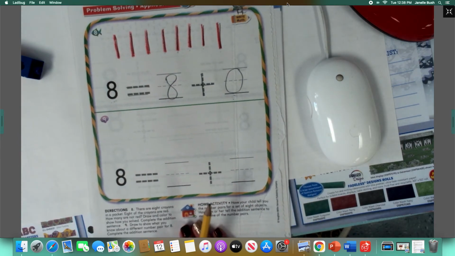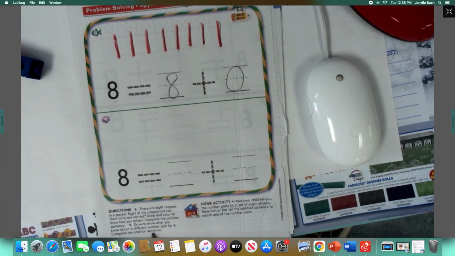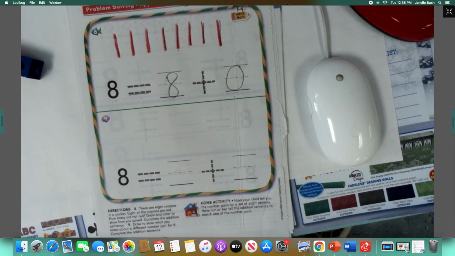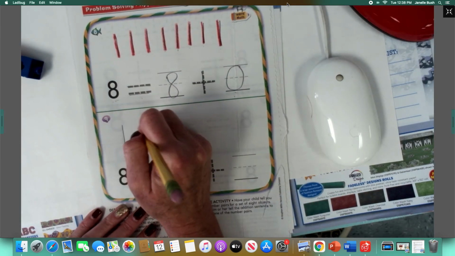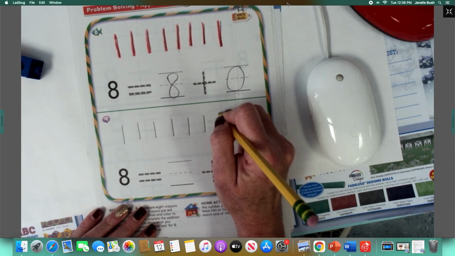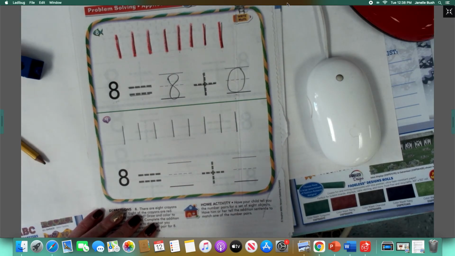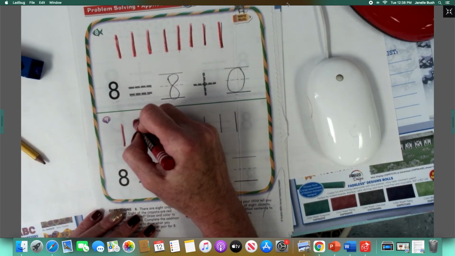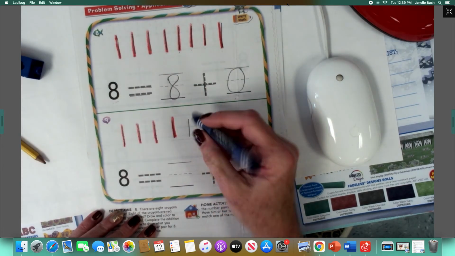All right, now number 9 says, draw to show what you know about a different number pair for 8. Complete the addition sentence. So we can make this one up by ourselves. Let's do crayons again. There are 8 crayons in a pack. 1, 2, 3, 4, 5, 6, 7, 8. So let's say 4 of them were red. 1, 2, 3, 4. And the rest of the crayons were blue.